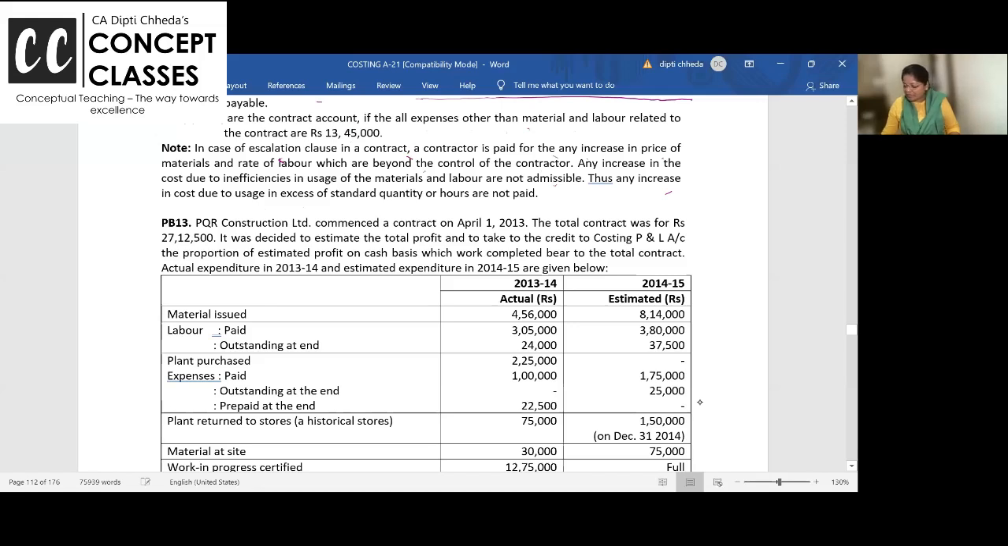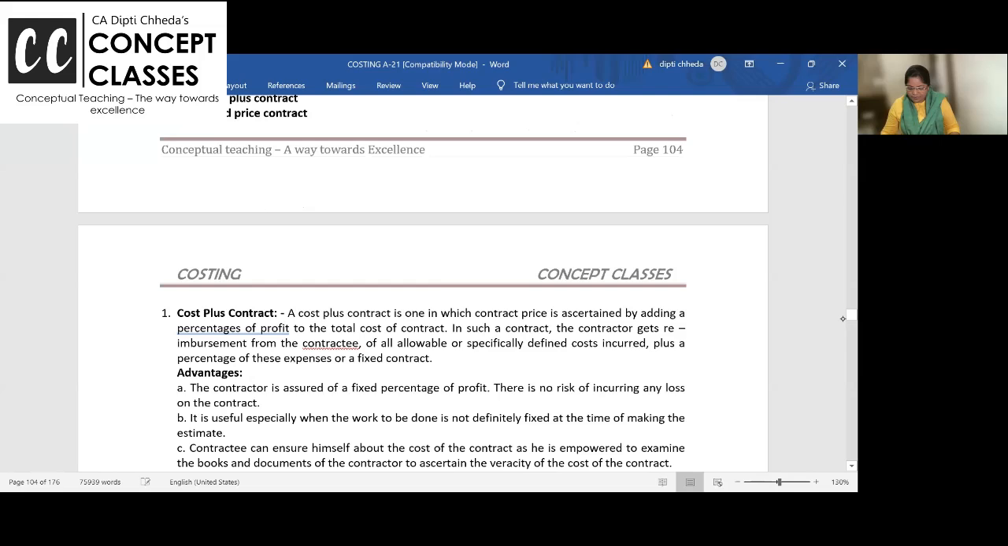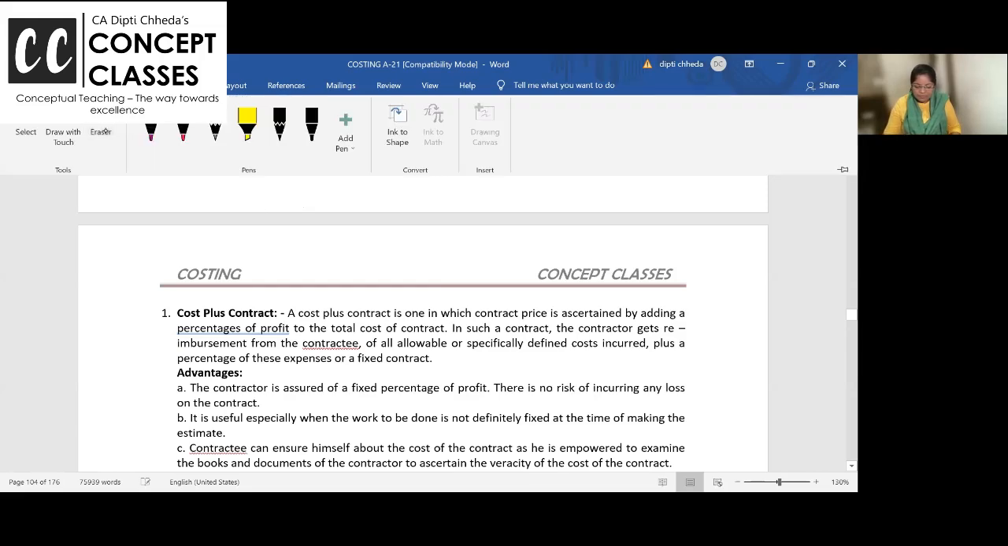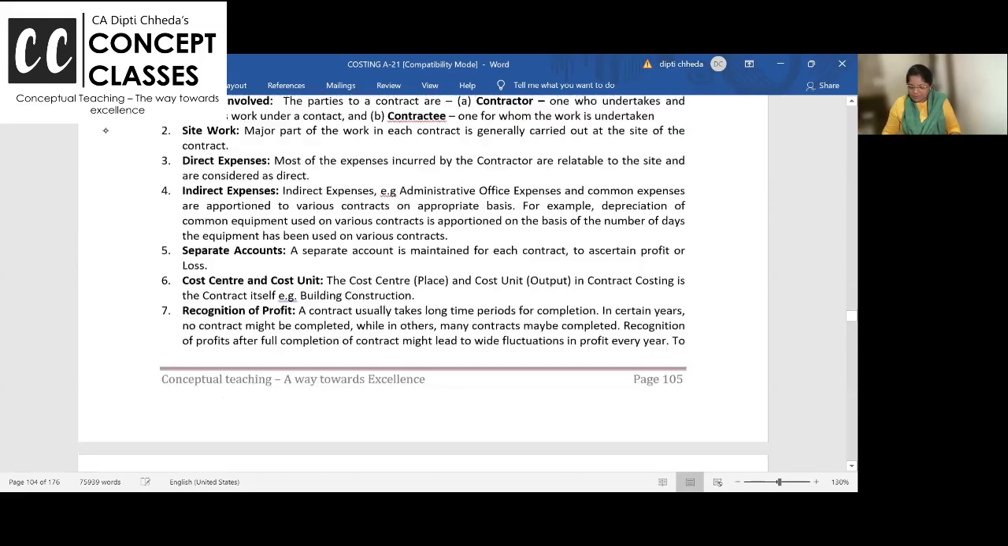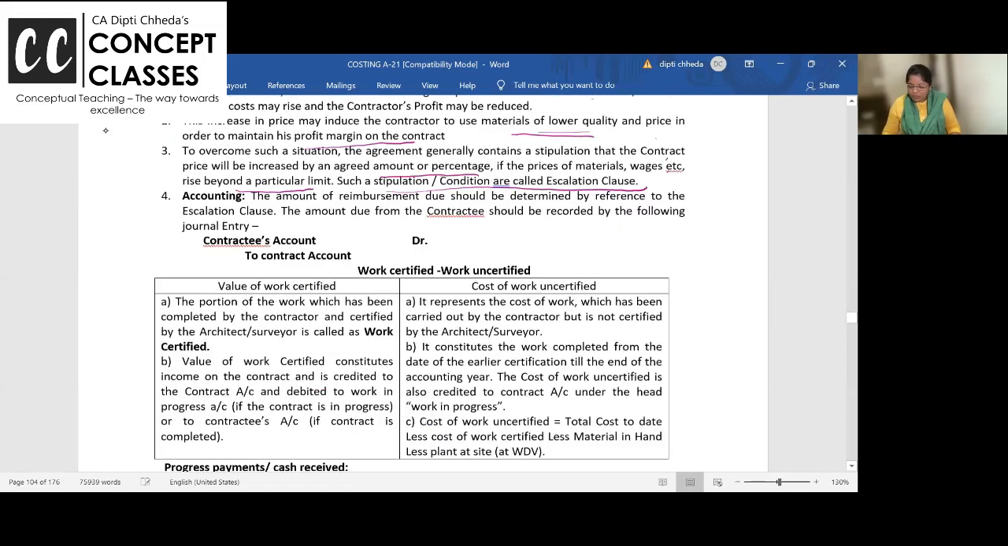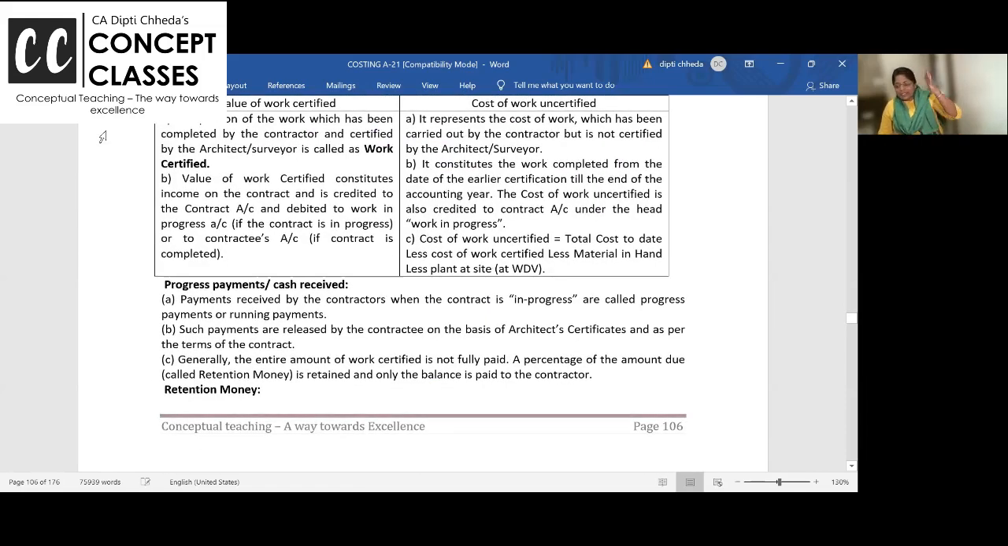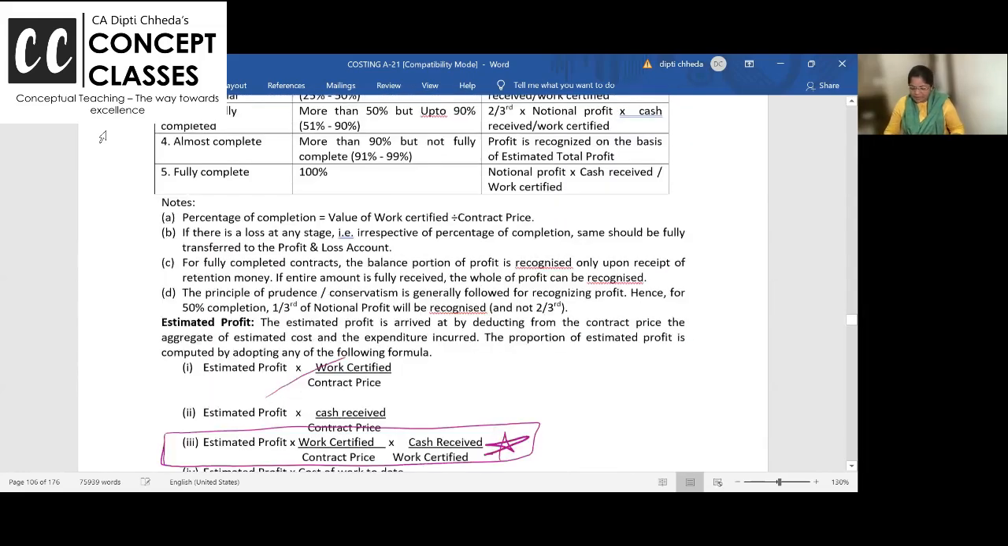Do you remember yesterday's last question, what we did? It said 70% of the project was over, the amount was paid, and for the remaining 30%, can you predict? Similarly, we are doing this.